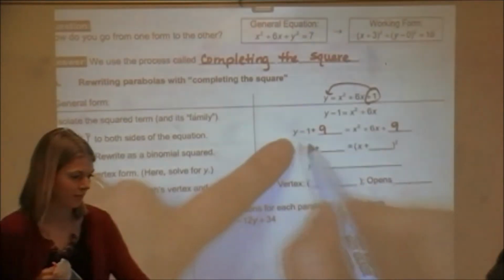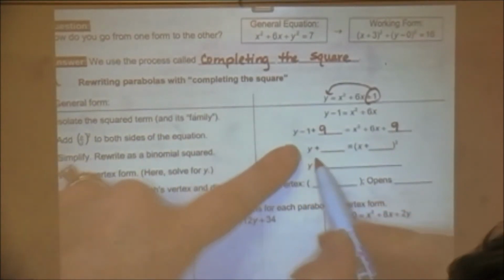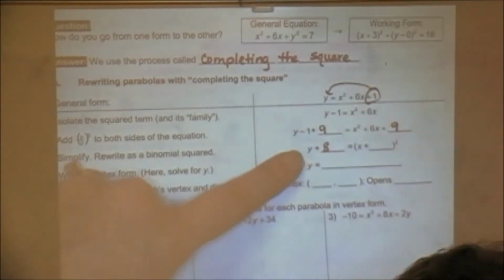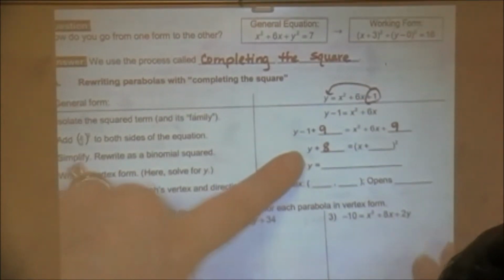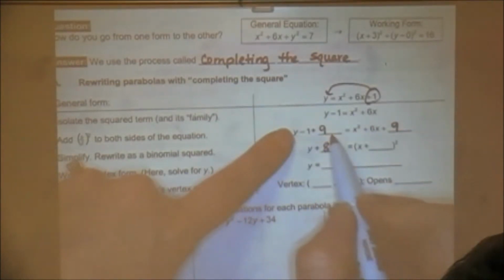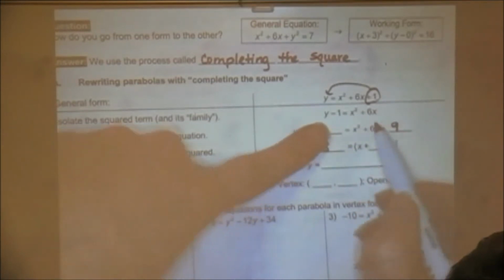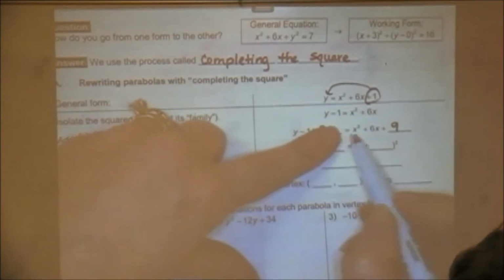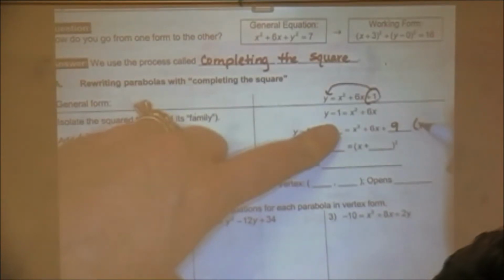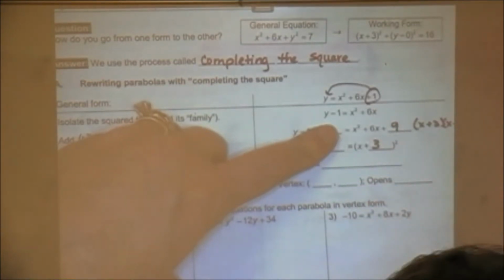Alright, over here I simplify this, and I get y plus 8. Is everybody okay, knows where the 8 comes from? Yes. Over here we're actually going to factor this. It's the halving step, 3, but if I were to factor it, it would look like this: x plus 3, x plus 3, which I can write as x plus 3 squared.